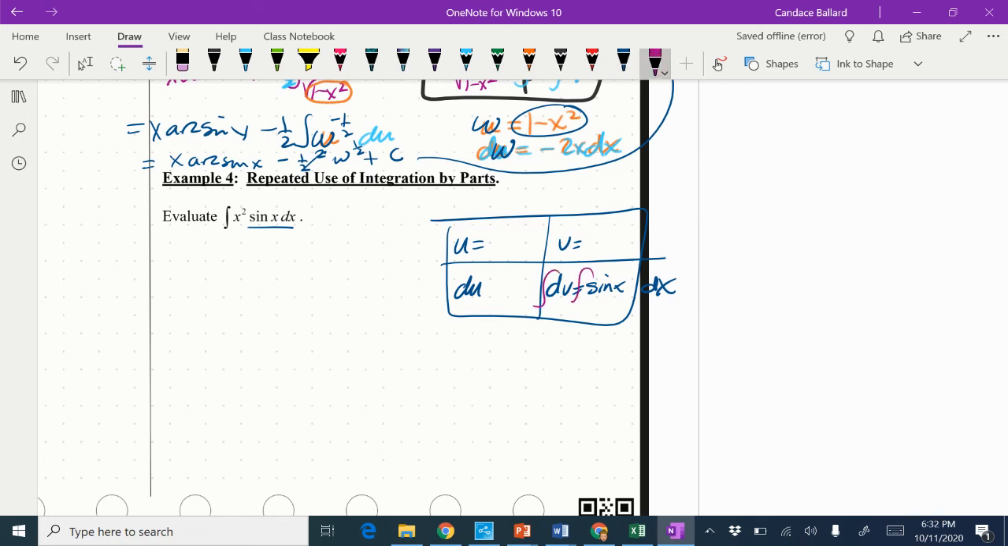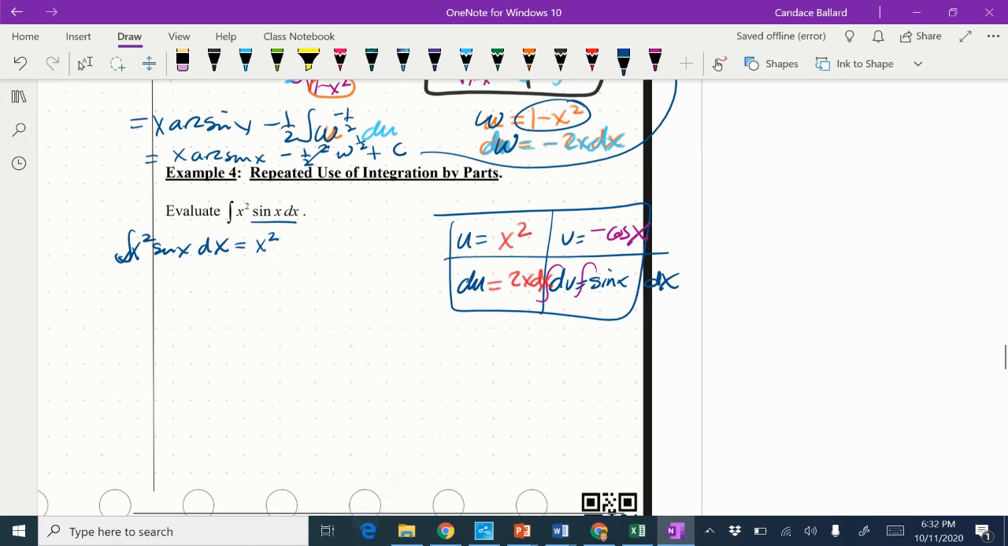So I'm integrating both sides. When I integrate sine x, I get negative cosine x. So that means that my u has got to be x squared, and my du has got to be 2x dx. All right, let's try to set this up. So we've got the integral of x squared sine x dx equals u, which is x squared, v, which is negative cosine x, minus the integral of v, which is negative cosine x, du, which is 2.